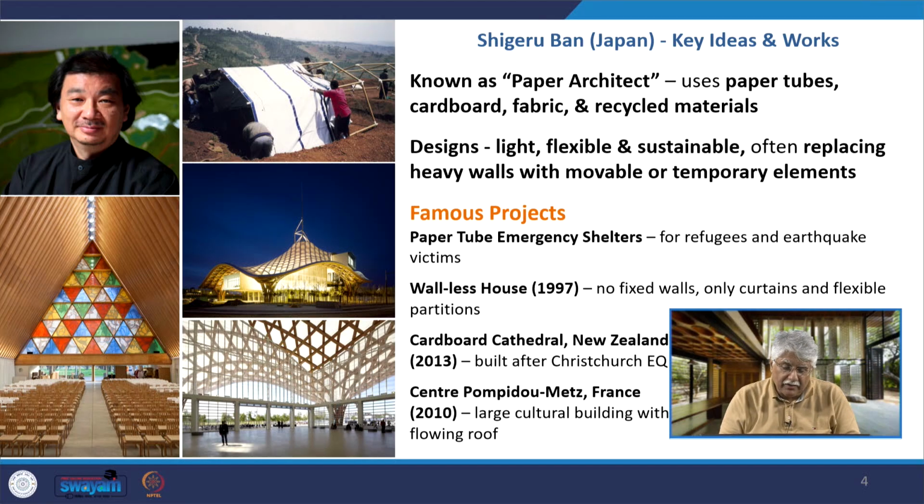His famous projects are these paper tube emergency shelters for refugees and earthquake victims, the wall-less house in 1997, which we will look at, the cardboard cathedral in New Zealand, and the Centre Pompidou Metz in France in 2010, a large cultural building under this flowing roof by Shigeru Ban.